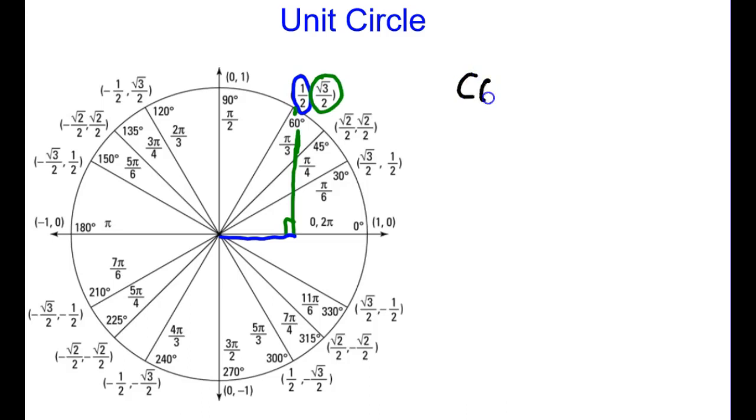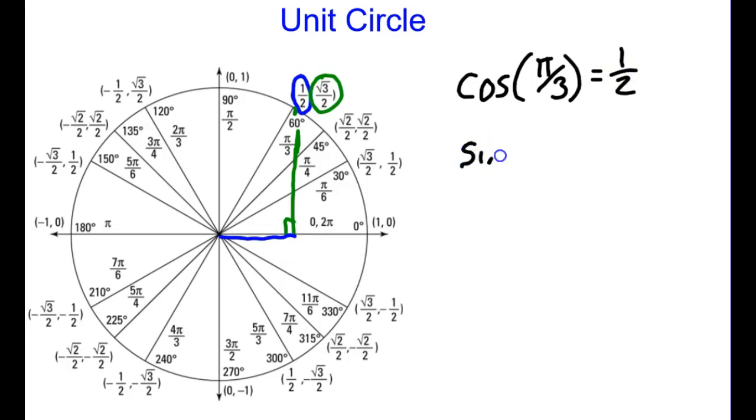Let's say I was looking for the cosine of this angle we're working with in this triangle. Our radian measure was pi over 3. So if I'm looking for the cosine of pi over 3, cosine refers to the x value. So all I need to do is find the x value of this triangle that was created, which we know is 1/2.